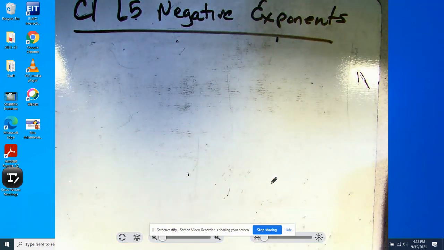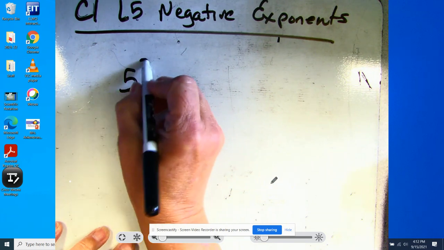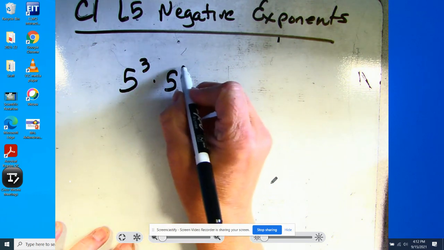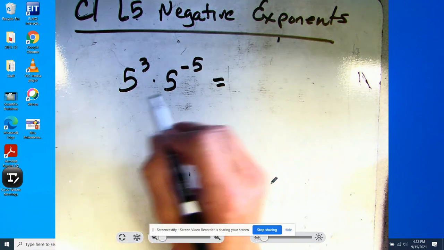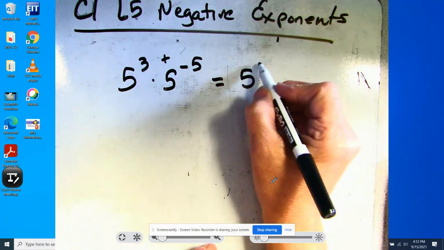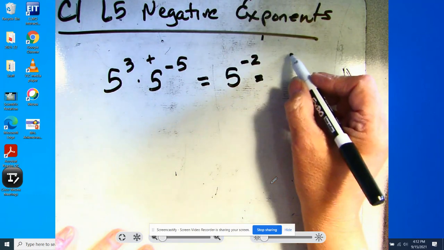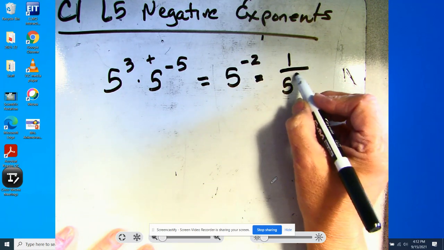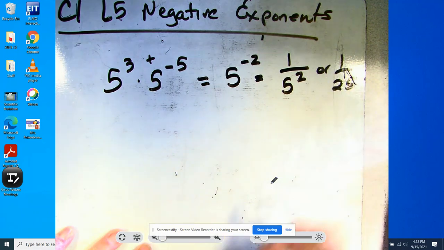Now, why do we care about this? Well, you're going to have some times when you're going to have to multiply and divide with negative exponents. So maybe you're given something like this: 5 to the power of 3 times 5 to the power of negative 5. We know that when we have a common base, we write the base and we add the exponents. So 3 plus negative 5 would be negative 2. Well, you're not allowed to have a negative exponent. So we would have to take this, flip it over, and call it 1 over 5 squared, or 1 over 25.